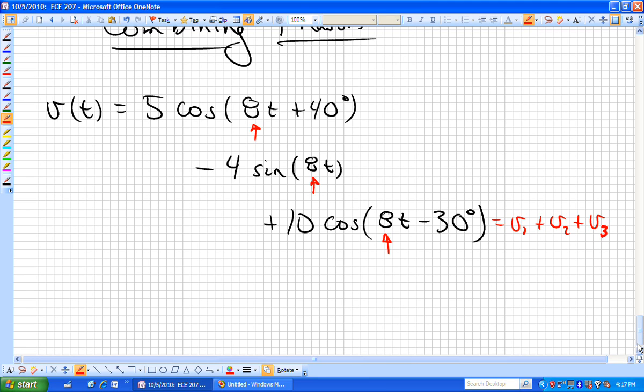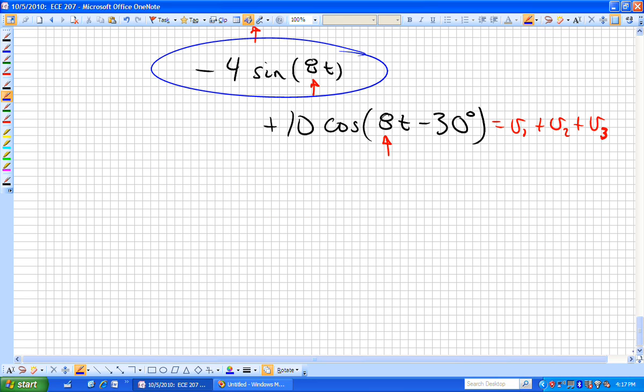The first thing that somebody suggested is let's get them on an even playing field. And that means we need to convert this sine to a cosine. And we just learned how that can be done. We can take sine of 8t, and that's equivalent to cosine of 8t minus 90 degrees. Isn't that what we just showed? Now we can start combining those.